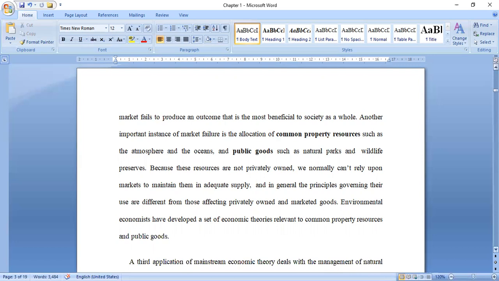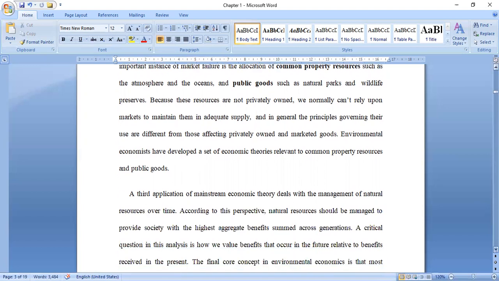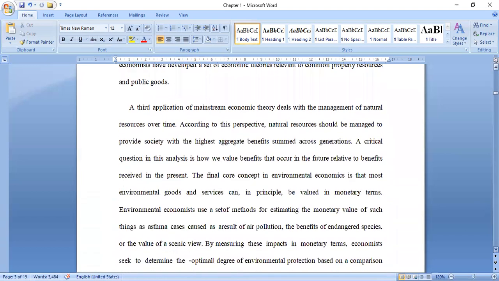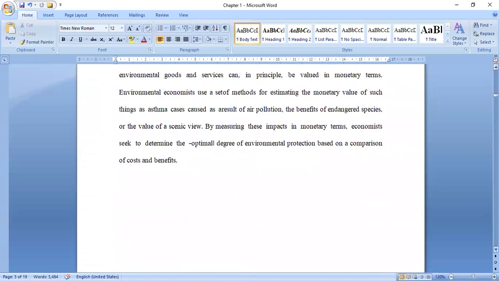And then we shall also be looking at public goods, such as national parks and wildlife reserves, that are not privately owned. At the end of the day, we shall have issues of over exploitation. So all those are issues that we shall be looking at. This is just an introductory part of it.